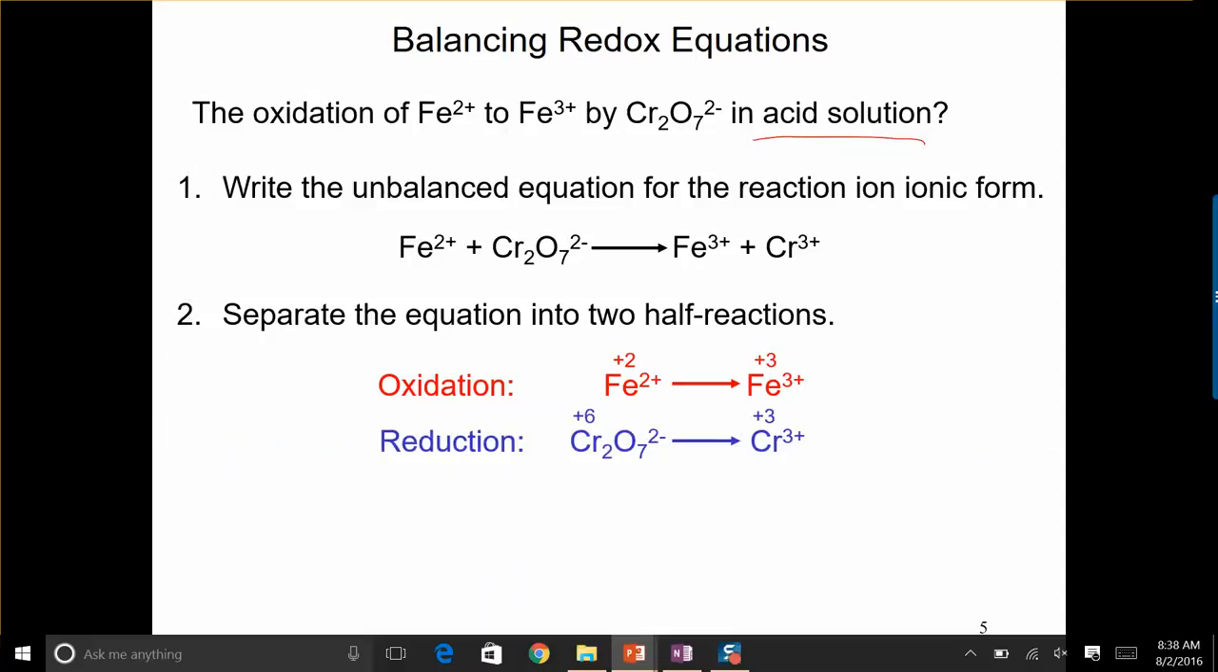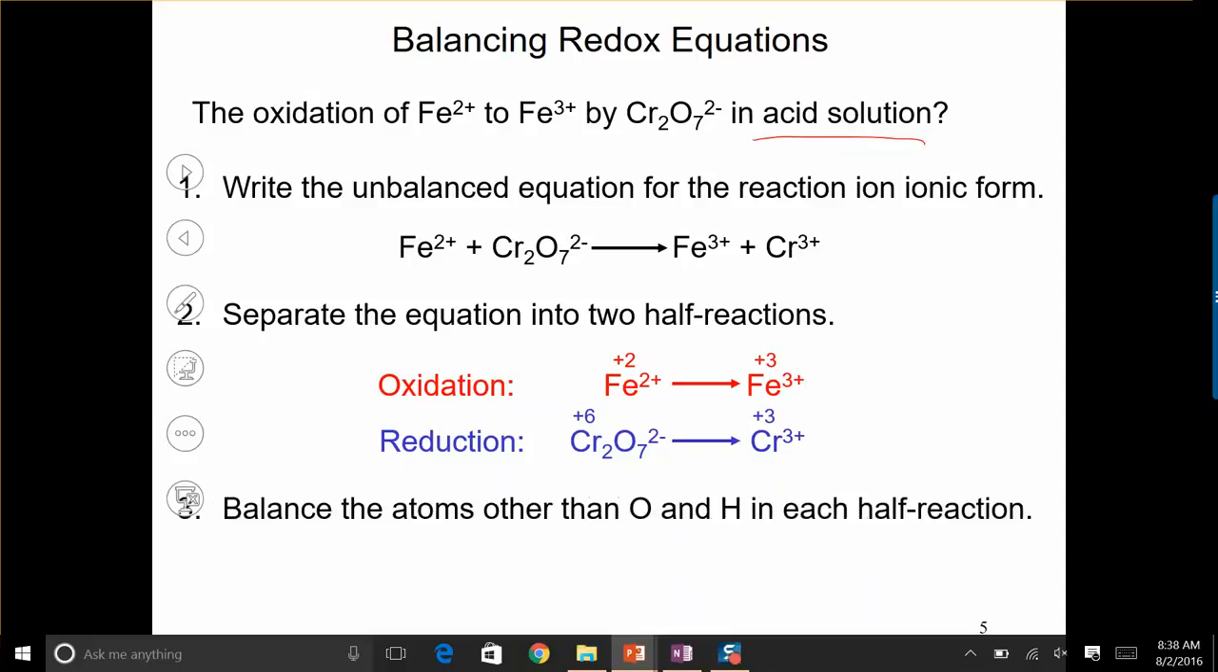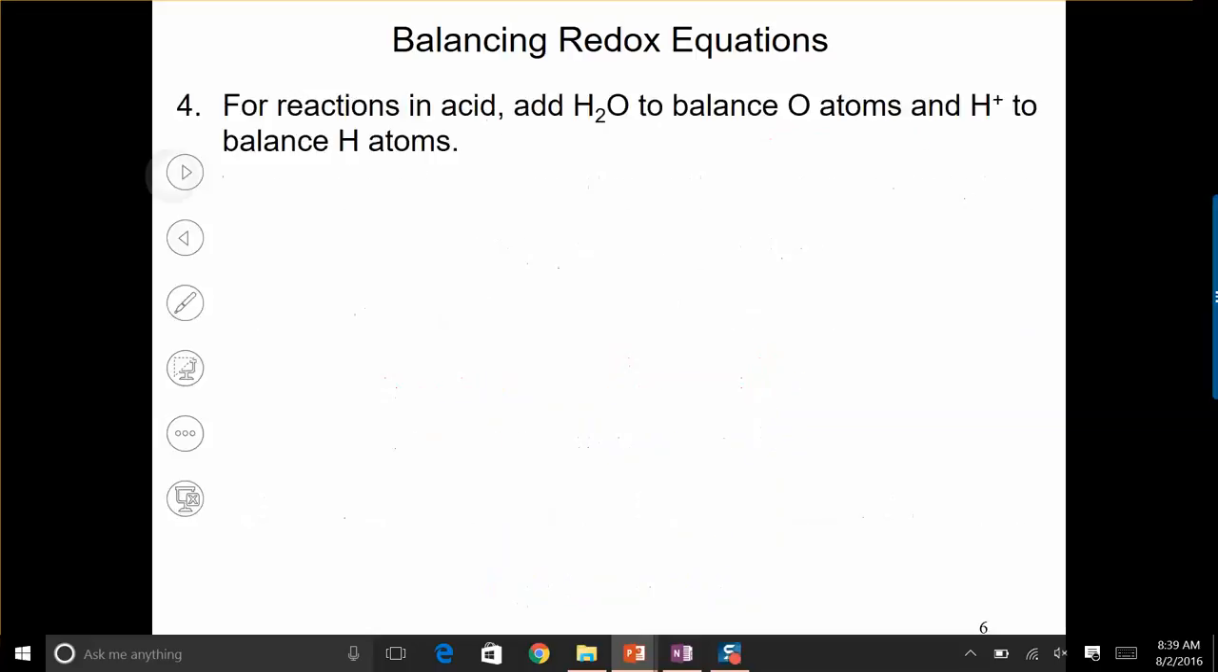Okay? But here, I have dichromate going to chromium. So these are the two half reactions. So the top reaction, I don't have any unbalanced oxygens, but the bottom one I do. So I want to balance the oxygens, and the way that I do that is I use water to balance those oxygens, okay? So here's the case with the dichromate to chromium. I add the number of waters that will balance it.